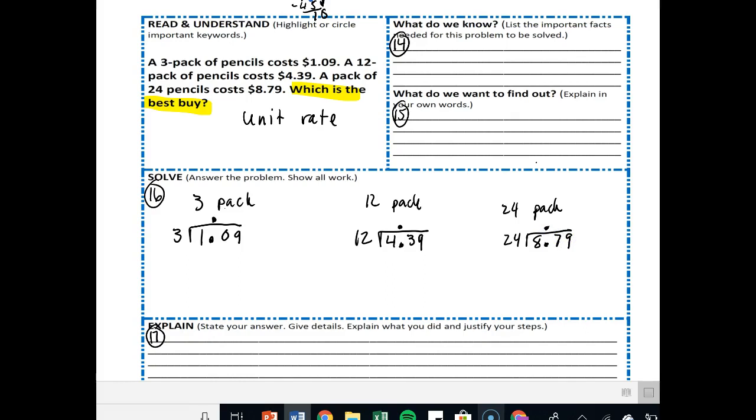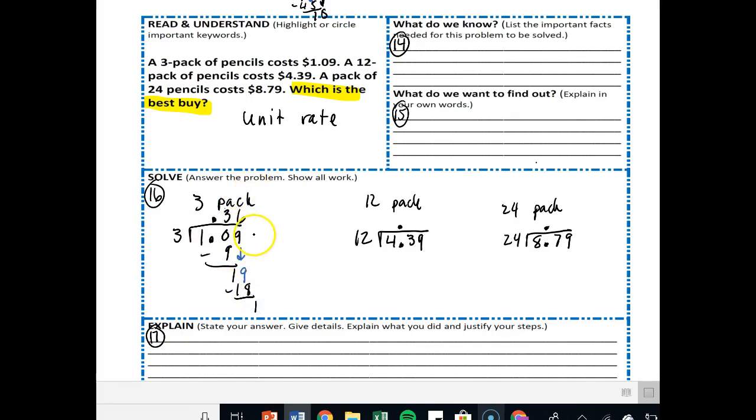So let's do one together. Does 3 go into 1? No. Does 3 go into 10? Yes, 3 times. So that's 9, with 1 left over. Drop down your 9. Does 3 go into 19? Yes, 6 times, because that's 18, right? Can't go over it. So I got 1 left over.